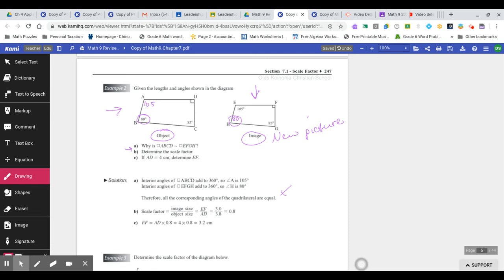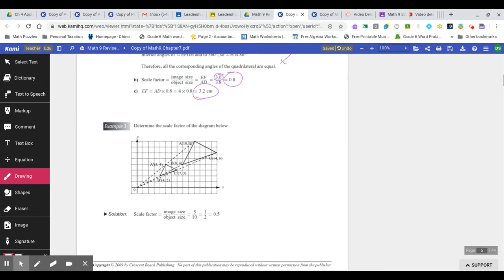The scale factor is always the image over the object. So they measured EF and found it to be 3.0. Then they measured AD and found it to be 3.8. And you do that division and you get your scale factor to be 0.8. So part C says, if AD in the original object is 4, determine EF. So all you have to do is take your 4 and multiply it by your scale factor. So they take 4 times 0.8 and get 3.2. Scale factors are multiplied. I cannot stress that enough to you, that factors are what we multiply by.